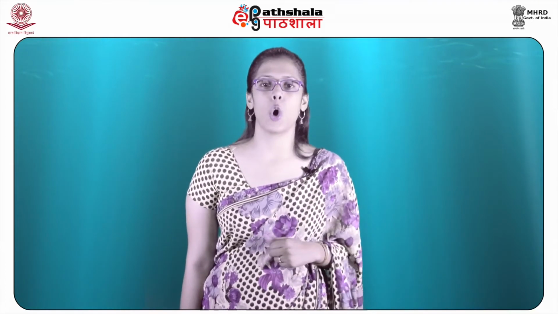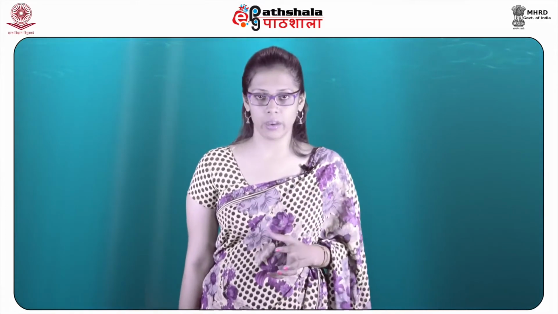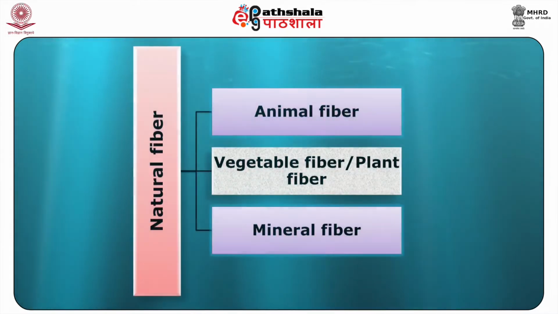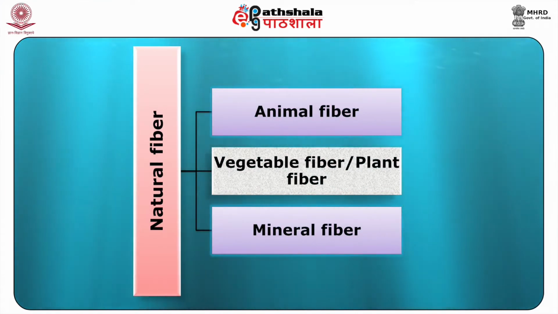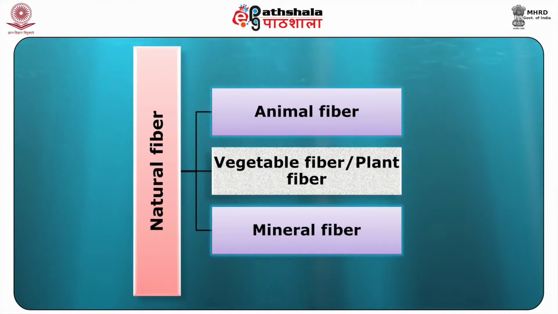Most textile fibers are slender, flexible, and relatively strong. They are elastic in that they stretch when put under tension and then partially or completely return to their original length when tension is removed. Next is the natural fiber, which is further classified into three classes: animal hair, vegetable fiber and mineral fiber.